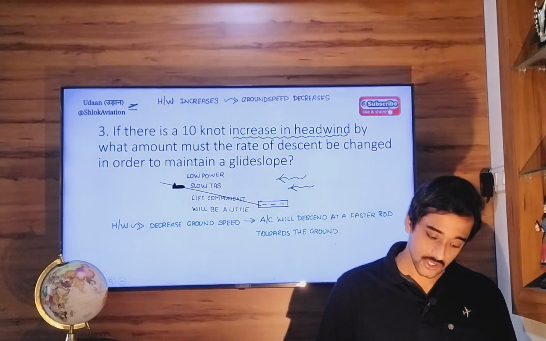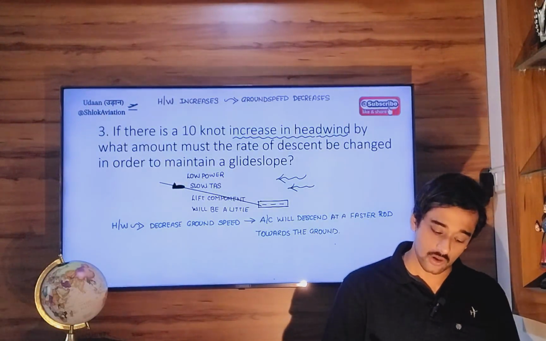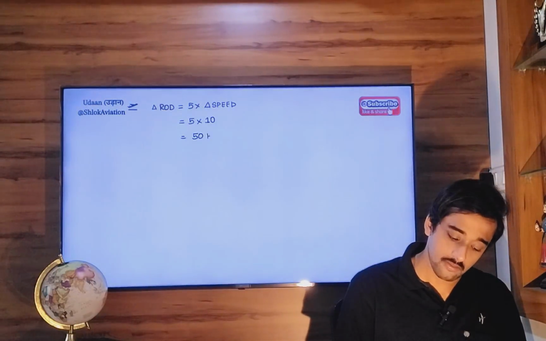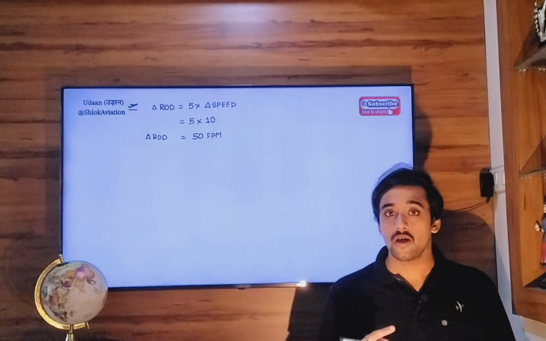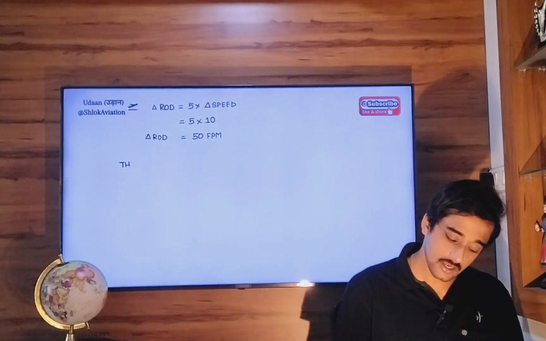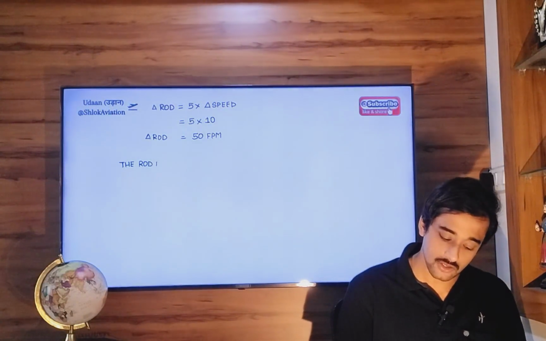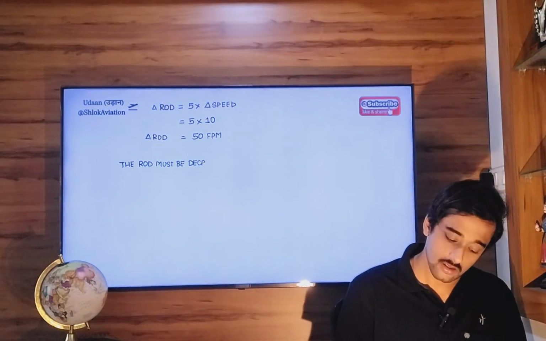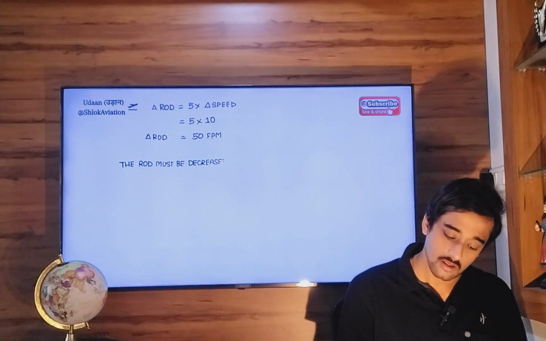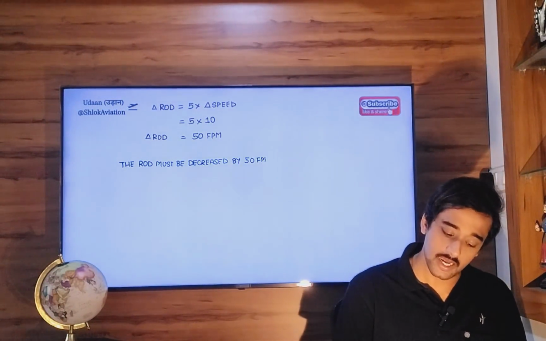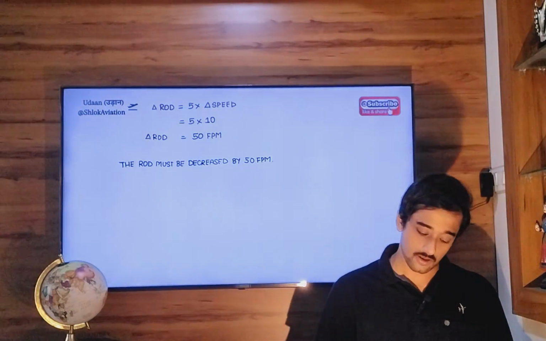So the other way around. So 5 into change in speed, 10 knots. So 5 into 10 is 50 feet per minute. So the rate of descent must be changed by 50 feet per minute. More specifically, the rate of descent must be decreased by 50 feet per minute, minus 50 feet per minute. Okay, next.